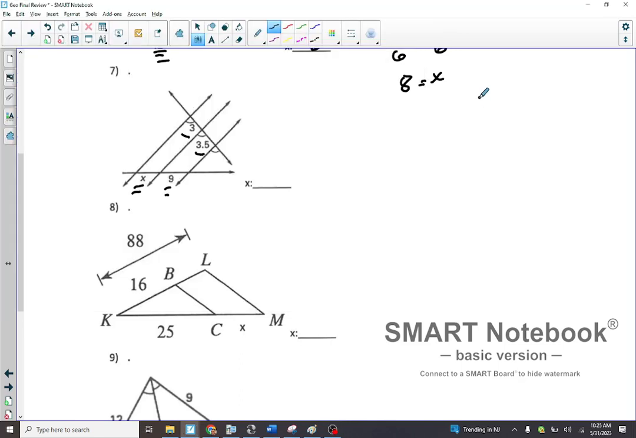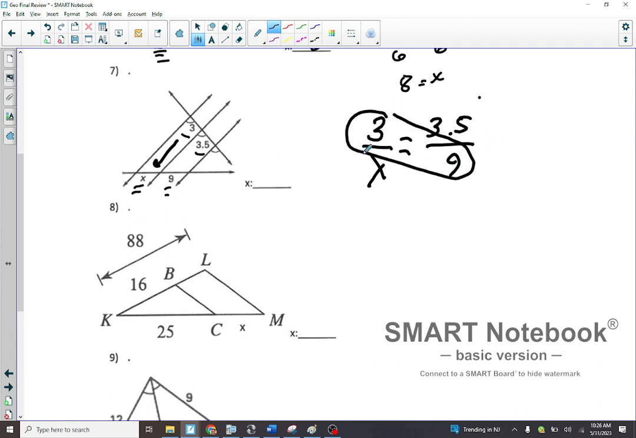This is number 7. We're taking off exactly where we left off last video. So the ratio, you remember they have to be paired up correctly. So I'm going to pair up 3 and x. If I do that, I have to pair up 3.5 with 9. Remember, you have to make sure you pair it up correctly. Then you're going to cross multiply.